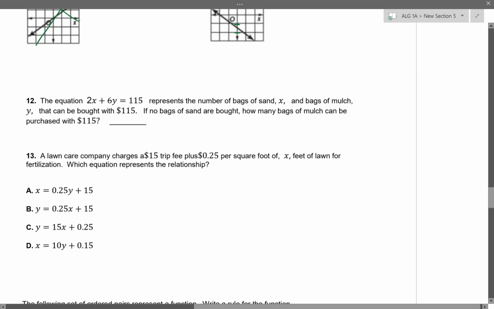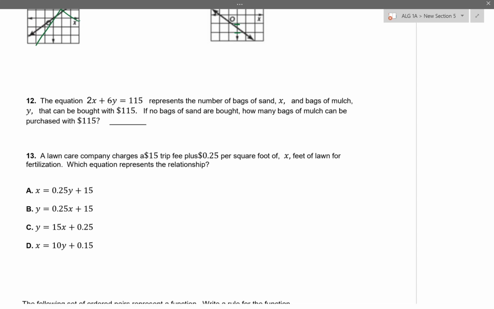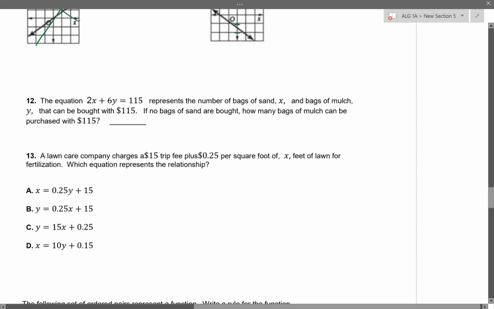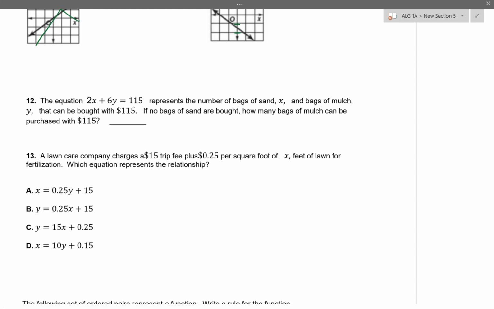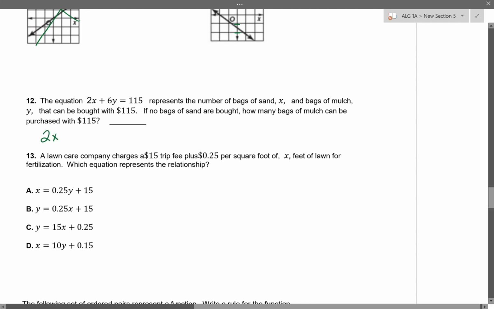Number 12 says the equation 2x plus 6y equals 115 represents the number of bags of sand, x, and bags of mulch, y, that can be bought with $115. If no bags of sand are bought, how many bags of mulch can be purchased with $115? So my formula is 2x plus 6y equals 115. So it says that x stands for sand. This is important. And y stands for mulch.